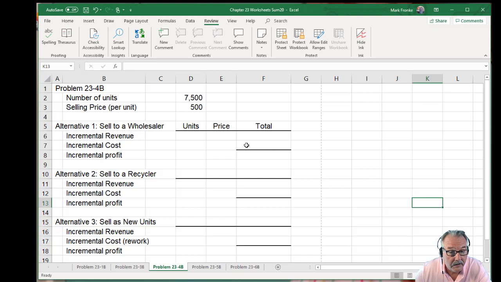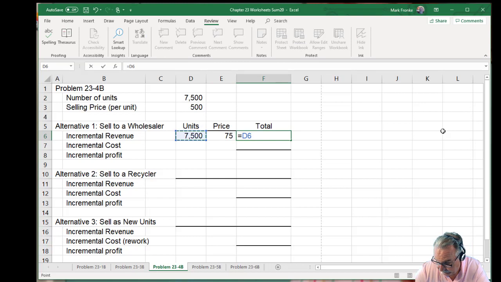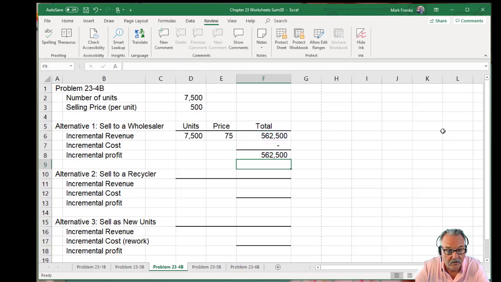So we're going to do incremental revenue and incremental cost of these 3 scenarios and then compare which one is the best. If we sell to a wholesaler, we're going to get 7,500 units at $75 a piece. And there is no incremental cost to this. We're basically just selling them as is. So we're going to get $562,500.